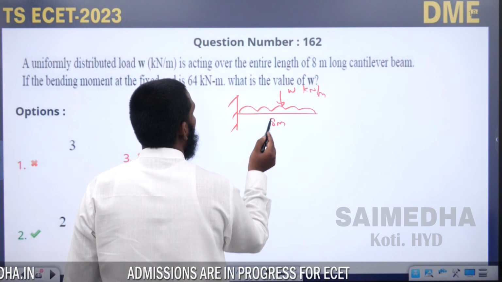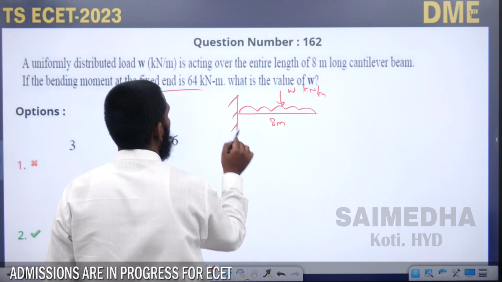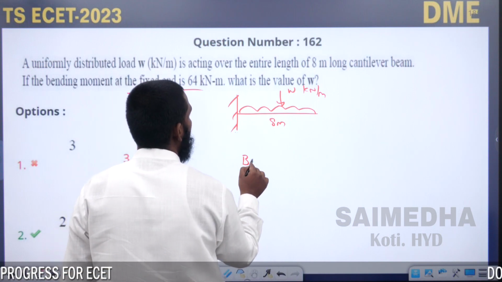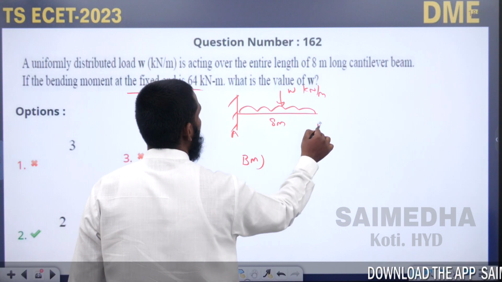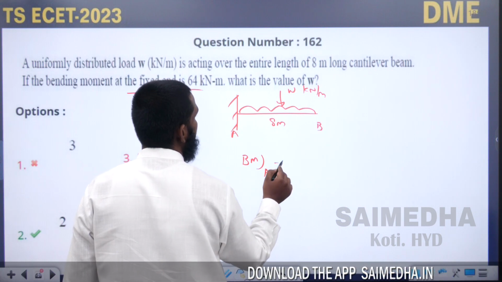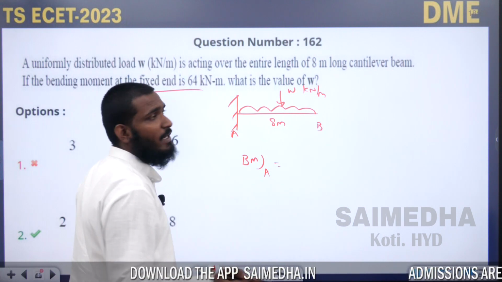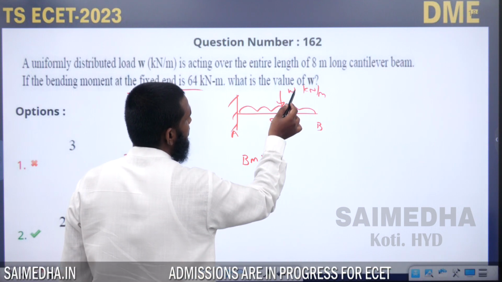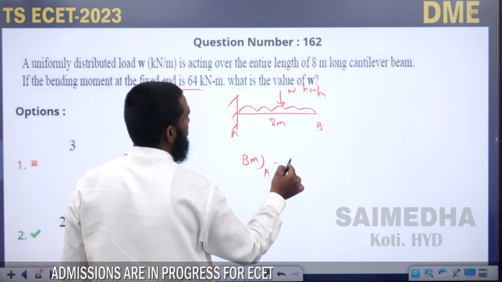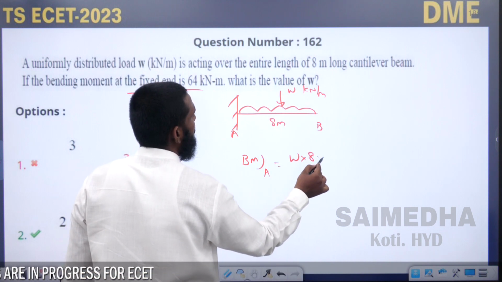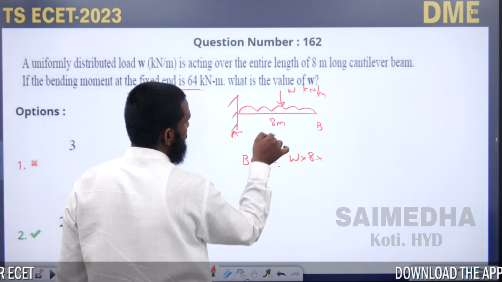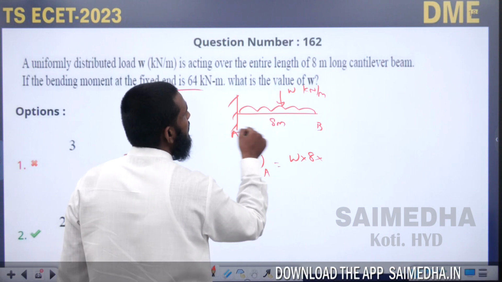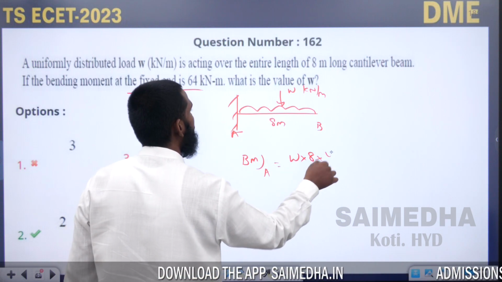Okay. Now what is given? Bending moment at the fixed end is given. Let us take this end as A and the other as B. For the bending moment at A, first we have to find out the force, W into 8. Then since it is a UDL, we have to take half of this length, which means 4.